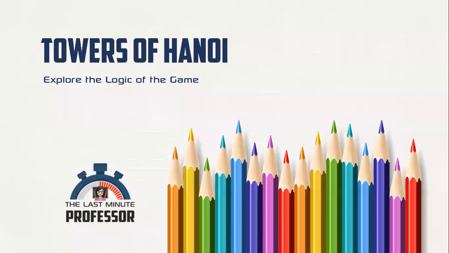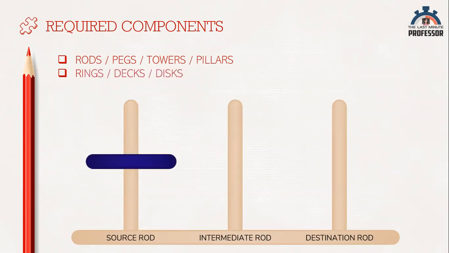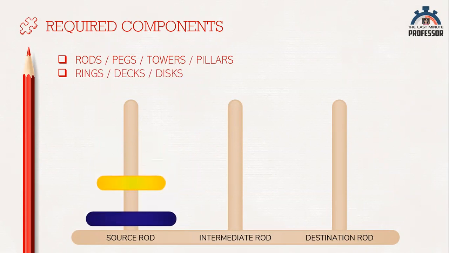To play the game of Towers of Hanoi, we need three rods, namely source rod, intermediate rod, and destination rod. And we also need rings. Now let us explore the game.